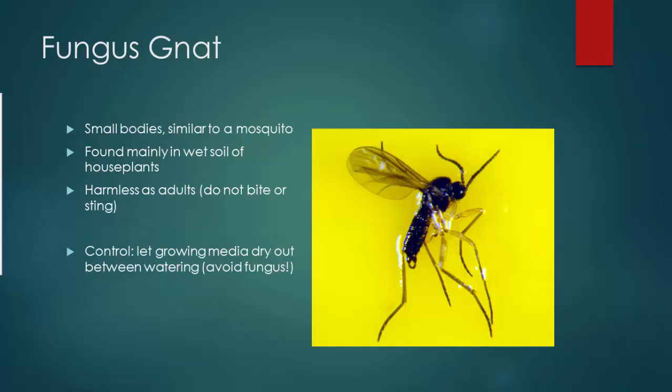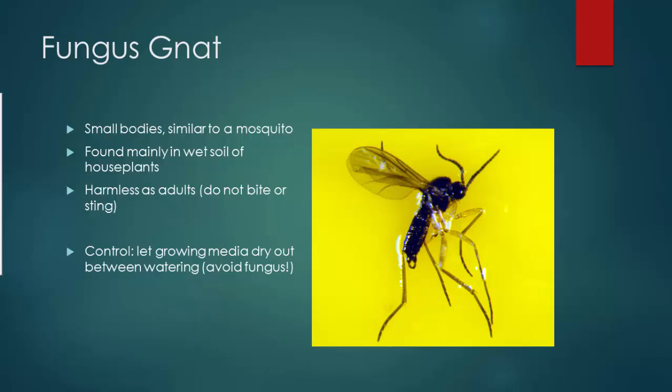Alright, a fungus gnat. One of the main reasons that you have fungus gnats is because you have fungus. And if you have fungus, it's because you're watering too much. Usually it's found because of wet soil. They feed off of that fungus in the soil. And so one of the controls is to just avoid fungus.